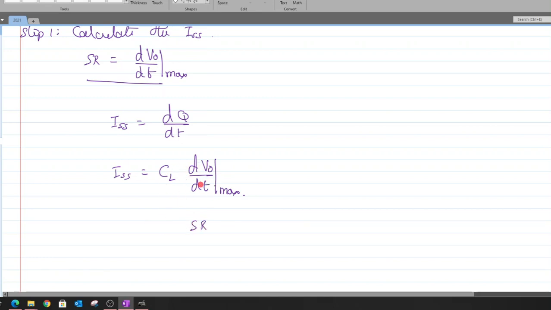In place of dVout by dt, I can write slew rate times CL, that is equal to ISS. From here, because we know the value of this capacitive load and also the value of the slew rate, the only unknown is ISS. So we can use these two specifications to directly calculate the value of ISS.